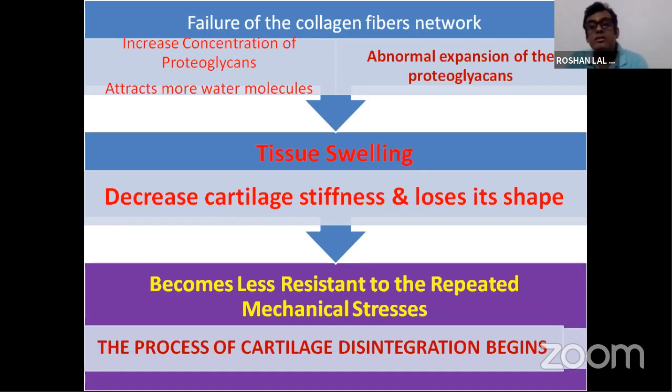Therefore, the important part is that the proportion of proteoglycans, collagen fibers, and water, which should be there, is disturbed after 50 years. Because of this, there is abnormal expansion and swelling of the cartilage. The stiffness is decreased now, and this cartilage fails under repeated mechanical stresses.